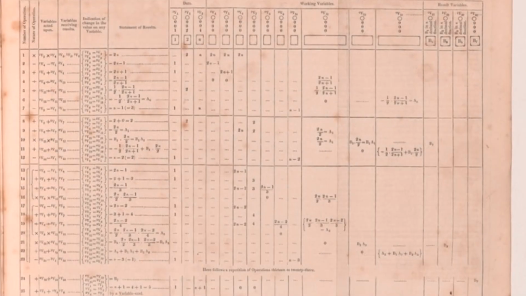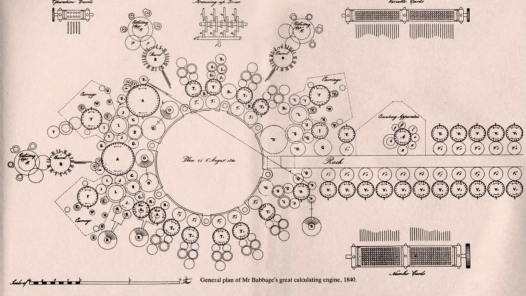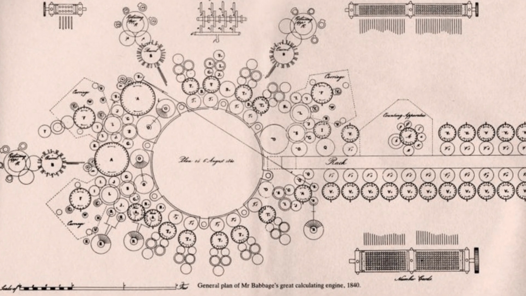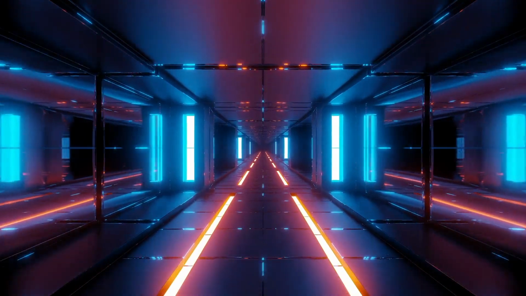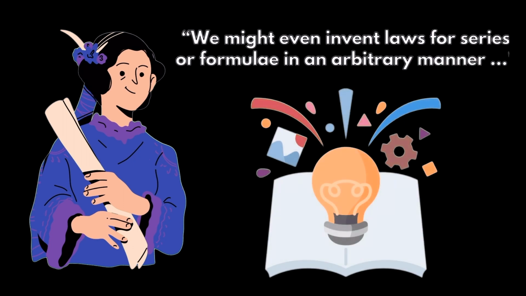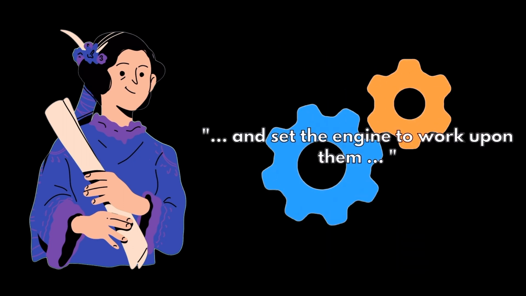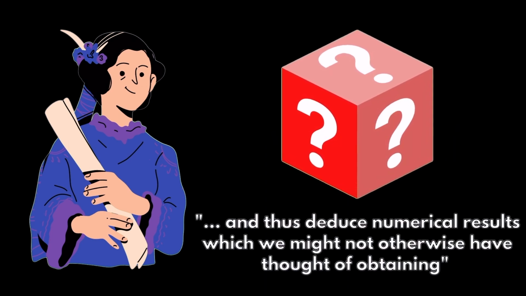The program is presented in a table, which would have been seen as a schematic representation of the engine's programming language, and justly functions as the first computer program and programming language. Lovelace imagined the Analytical Engine could push the frontiers of human discovery, stating, "We might even invent laws for a series or formulae in an arbitrary manner, and set the engine to work upon them, and thus deduce numerical results which we might not otherwise have thought of obtaining."